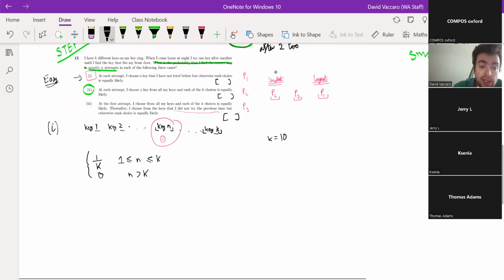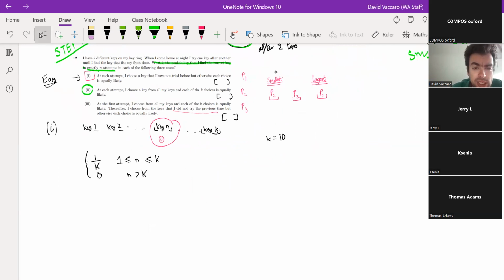Okay, part II. This time, at each attempt, I choose a key from all of my keys, and each of the keys is equally likely. What's our gut instinct of the best way to approach this probability question? What do we decide is pretty much always the best way to approach a probability question? We're just going to draw a tree.